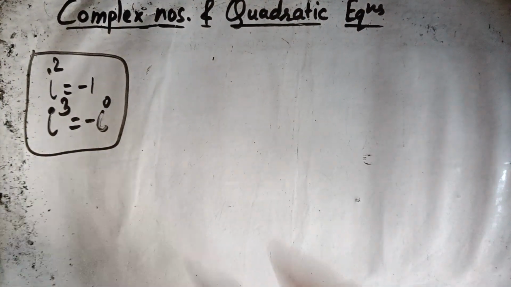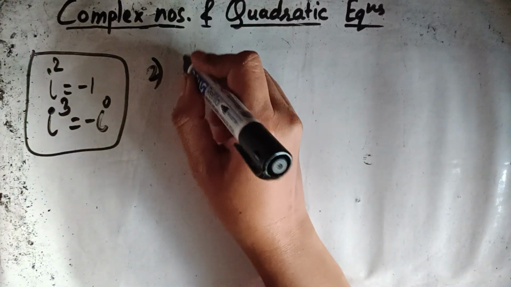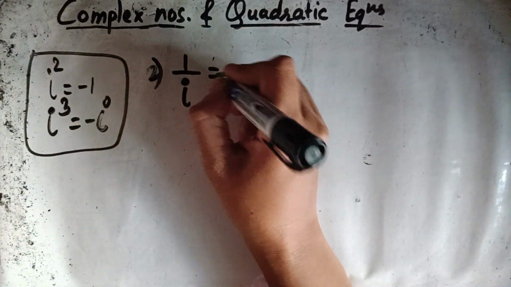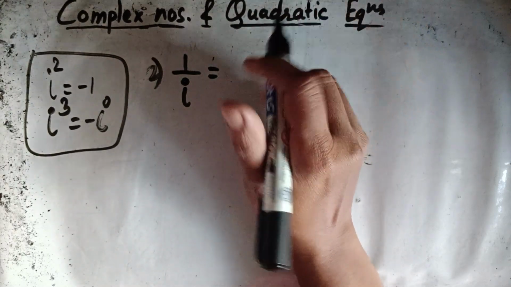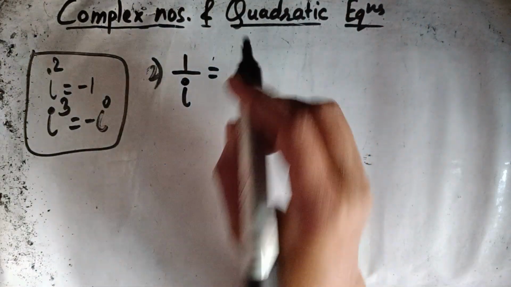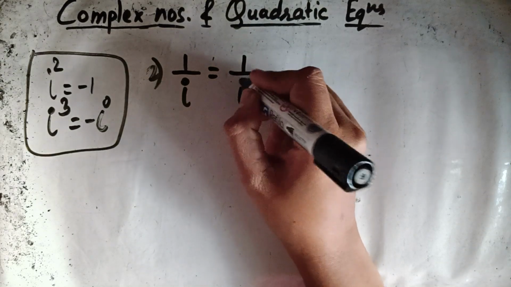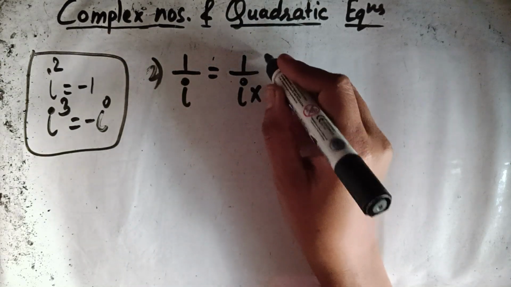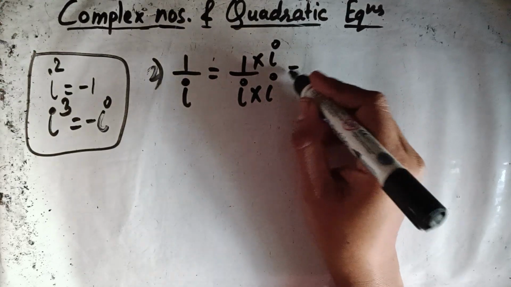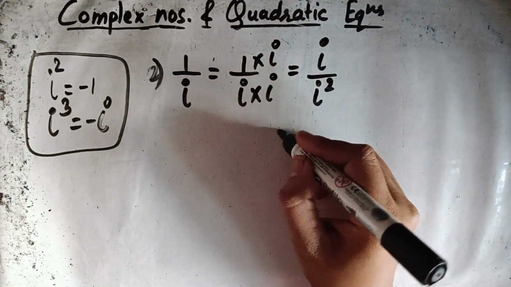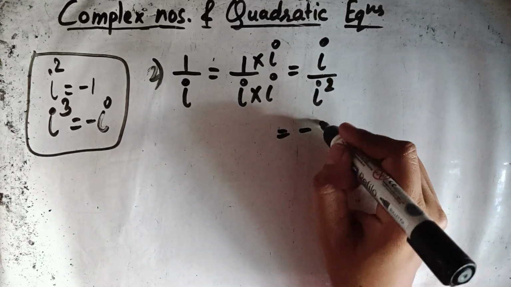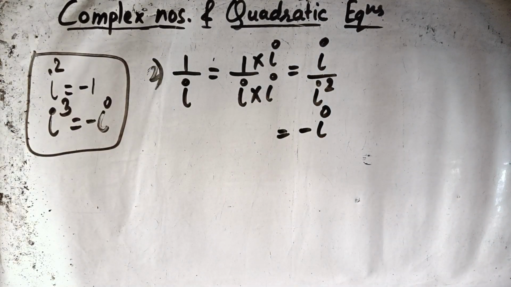Next is 1 upon i. 1 upon i, you can write it as i raised to minus 1. Or you can rationalize this, that is 1 upon i into i into i. So this becomes i upon i square. i square is minus 1. So the final answer is minus i.